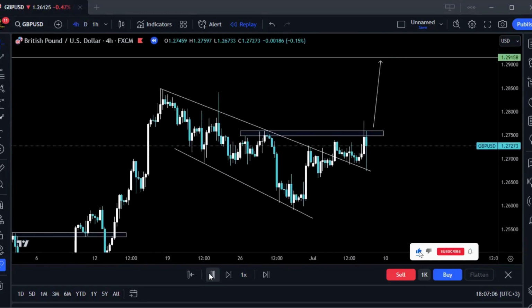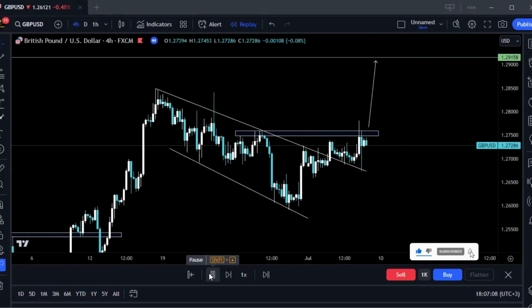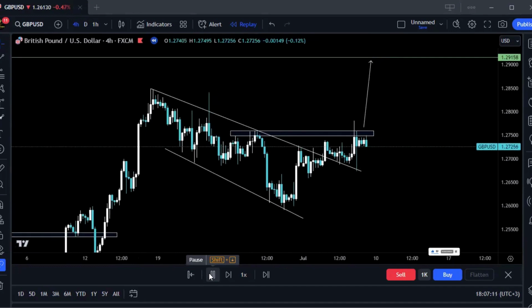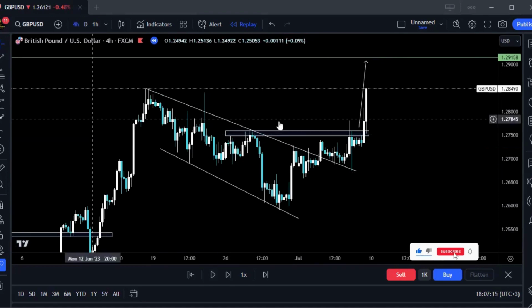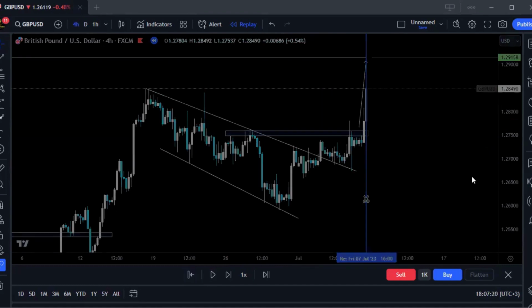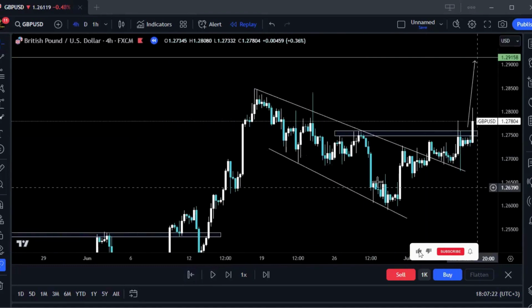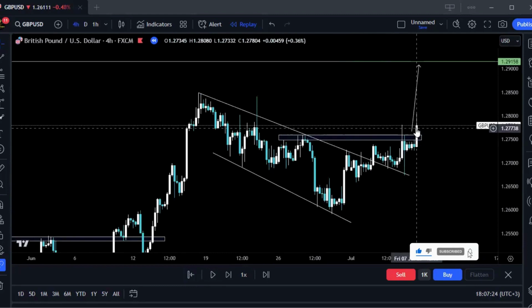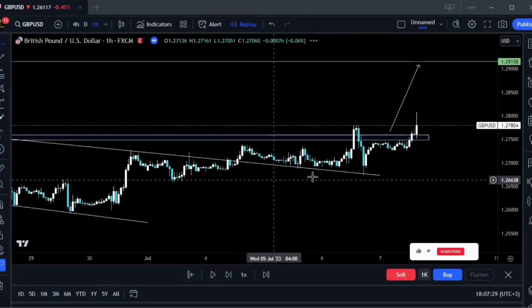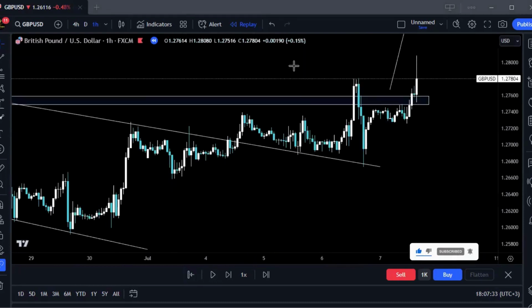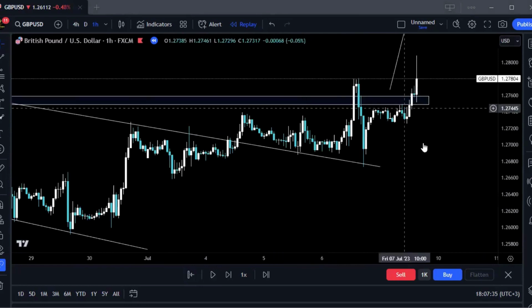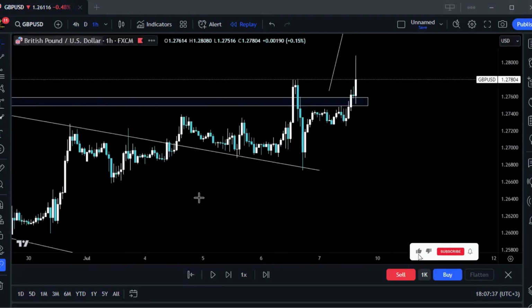But we still need confirmations to support our bias before we actually make any moves. So you see there's a range, a break, and a retest. So this will act as our confirmation, obviously. This right here will act as our confirmation, a break above this one right here. And then we'll need to go to the lower time frames to look for entries.